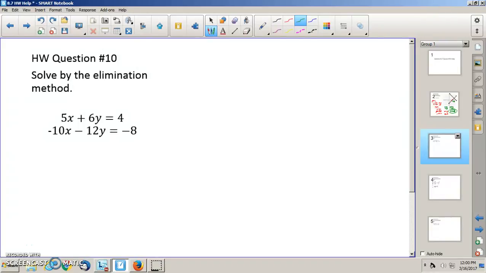Solve by the elimination method. Alright, so elimination method, the goal is to try to get opposite coefficients for one of the variables. So you select which one you want to work with.